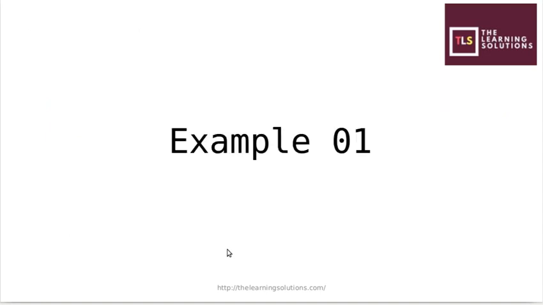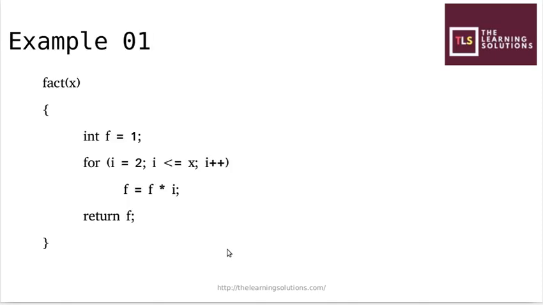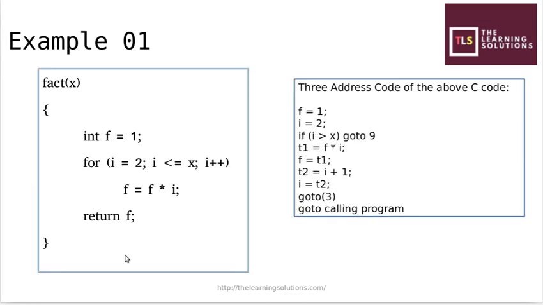So let us understand the first example on this topic, basic blocks and flow graph. First of all, a code is given to you, a source program, a function. In the function, one declaration statement is there and a for loop is there. The for loop contains one statement, and the function returns some value. So let us understand how we can represent this function in 3 address code. The corresponding 3 address code is given here.